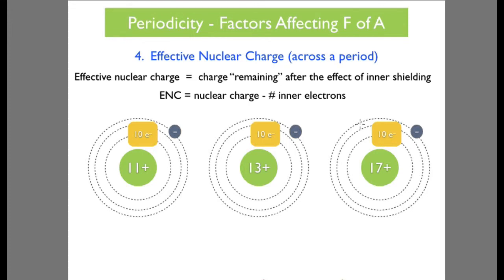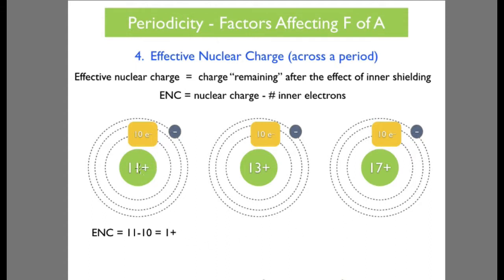The effective nuclear charge across a period is a little bit different. It's the charge remaining after the effect of inner shielding, and we're going to get the same amount of shielding across the period, because you're just adding electrons to the outer energy level. So you're always going to have 10 electrons shielding. For sodium you have 10 electrons shielding. For aluminium you'd also have 10 electrons shielding, and indeed for chlorine you're still going to have these 10 electrons shielding. So let's do the math.